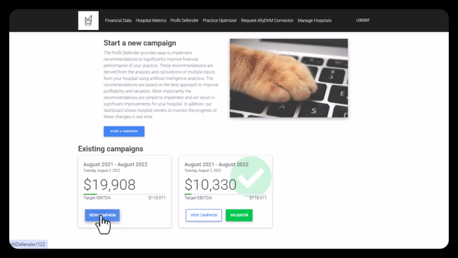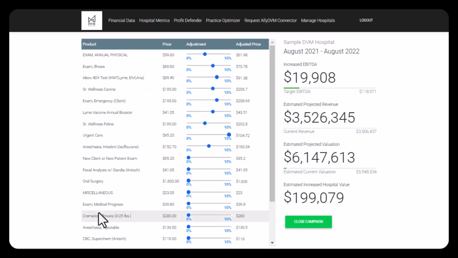Once you see your campaign, you can go inside your campaign. What this is really going to do is help you make strategic price increases that are going to affect your EBITDA. So what we're looking at here is an increased EBITDA target of $118,000, and that's a 20% bump in their EBITDA in revenue, and that's what we're trying to get to in this hospital.